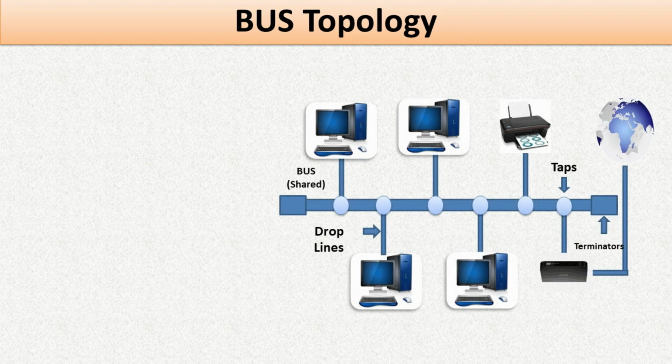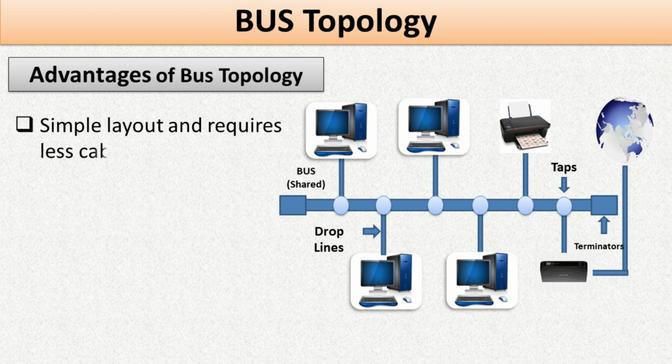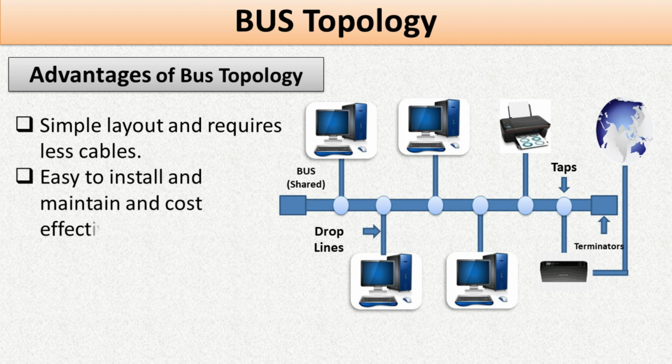Advantages of bus topology. Bus topology has a simple layout and requires less cable. It is easy to install and maintain and cost effective. Since bus topology requires less cabling, it is easy to install and less expensive to implement as compared to other topologies.